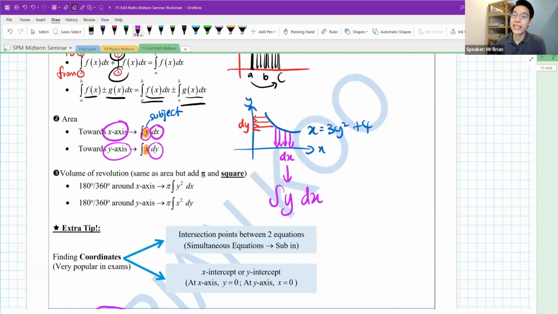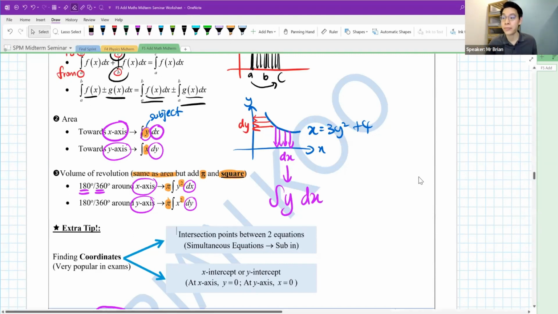For volume, whether it is a 180 revolution or a 360 revolution, it is the same, and the formula is also the same. If they say x-axis, you must do dx. Y-axis, you must do dy. You just have to add two things. Same as area, but add a pi, add a square. That's all that is different. Most of the time, you don't even need to imagine how the 3D shape looks. You just need to know how to use the formula.